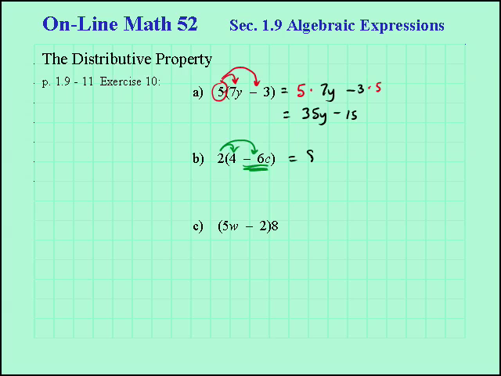Well, 2 times 4 is 8. 2 times a negative 6c is a negative 12c. 2 times negative 6 is negative 12. This time, we don't see this often, but it's okay. The multiplier is on the right side, yet it'll still multiply in. 8 times 5w is 40w, because we'll really multiply the 8 times the 5. 8 times negative 2 is a negative 16.